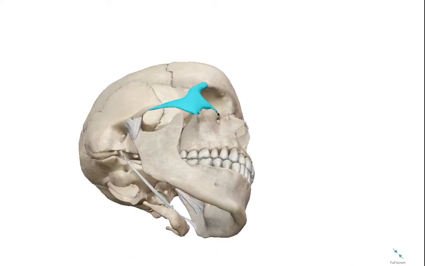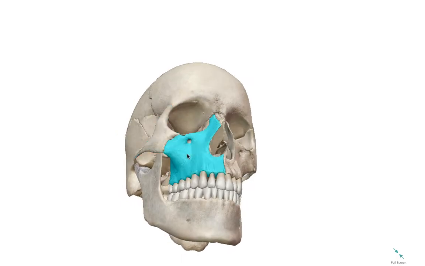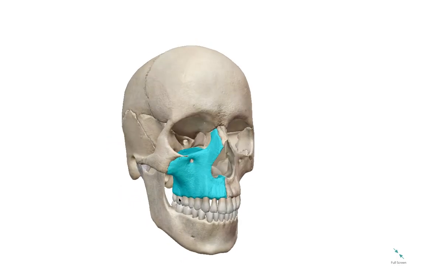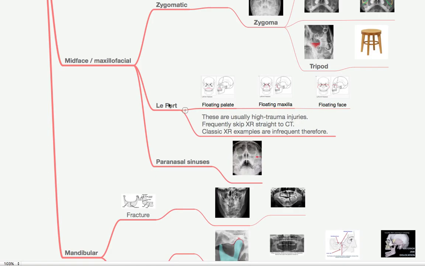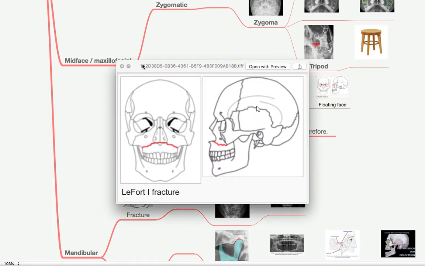Now, moving on from the zygoma to the maxilla and the rest of the midface, we have Le Fort fractures. Now, Le Fort was a guy who enjoyed dropping skulls out of a building to see how they smashed on the floor and how they broke. And he came up with this classification for fractures of the face.